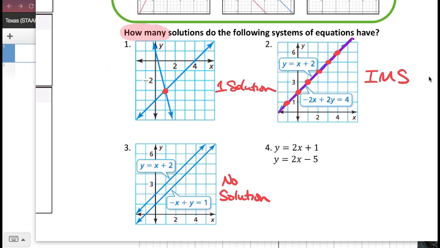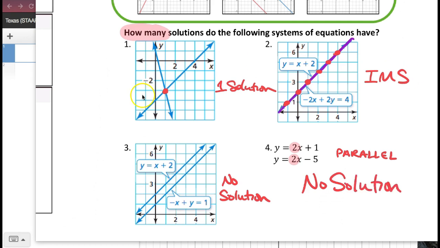Lastly, if we look at number 4, we have the equation y equals 2x plus 1 and y equals 2x minus 5. There's two ways I want you to think about this. What do you notice about the slopes of these two lines? These are the same slopes. They're the same number. And if they have the same slopes, don't you remember that the same slopes means that these two lines are going to be parallel? Parallel lines never intersect, so this system also has no solution.